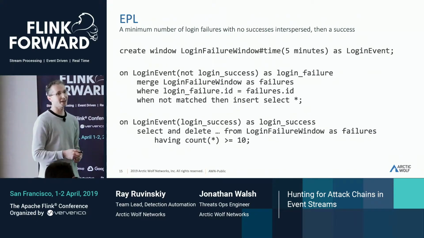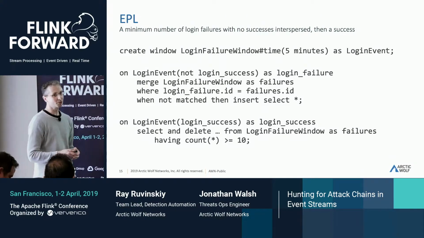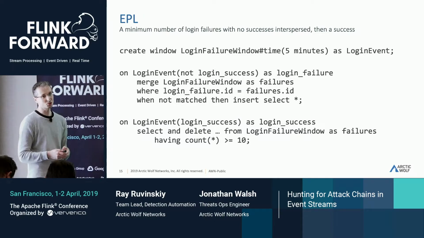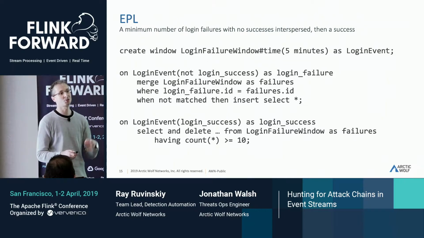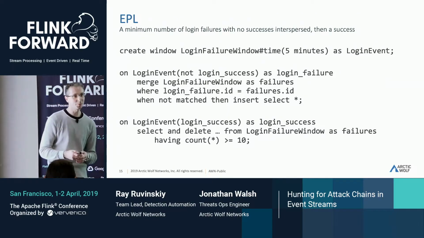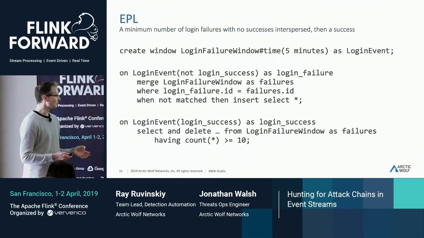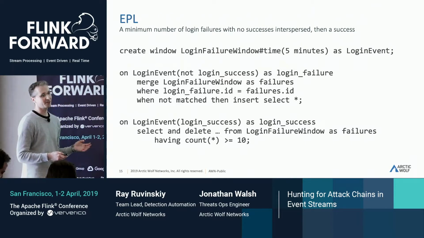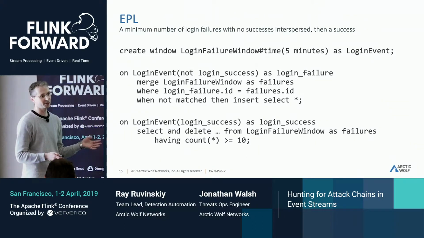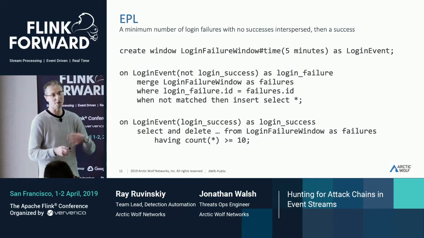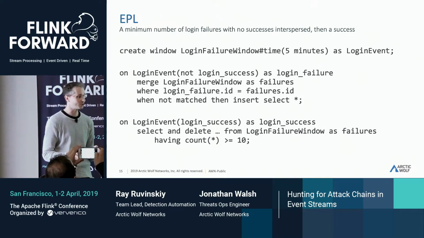So here we're looking for a successful brute force attack. So for example, we want to look for somebody trying to log in to a specific user account, failing repeatedly, and then being able to log into that user account. And specifically, we want to make sure that those failures do not have interspersed successes. So in this situation, we're looking for at least 10 login failures with no successes interspersed between them, followed by a login success. So if you have 5 login failures, login success, 5 login failures, login success, we don't want to match. If you have 10 login failures and then a login success, we want to be able to match.